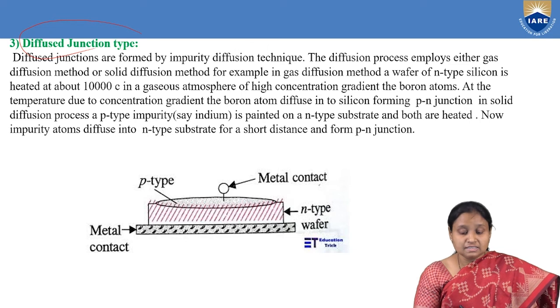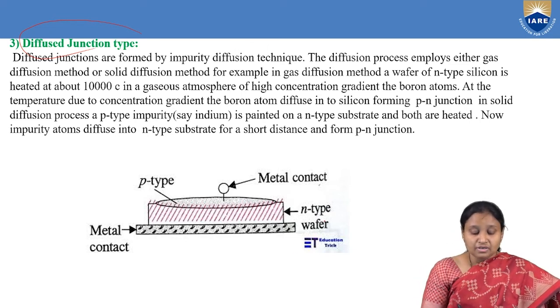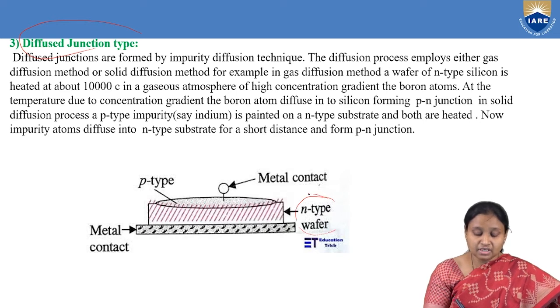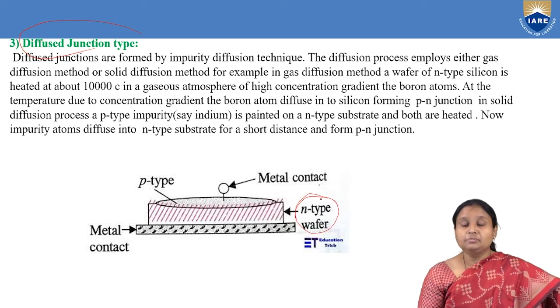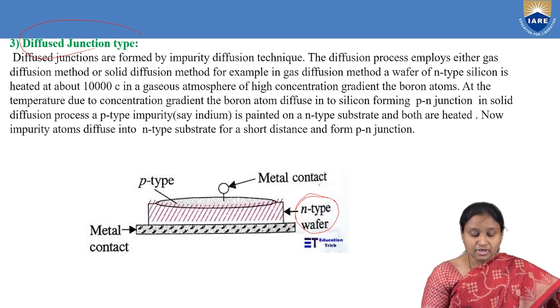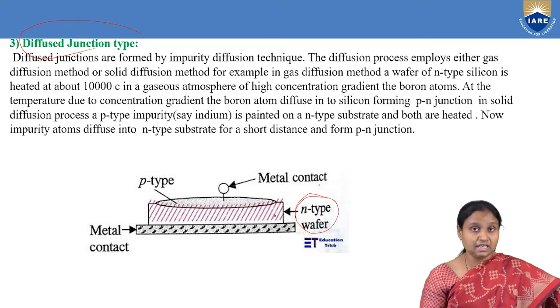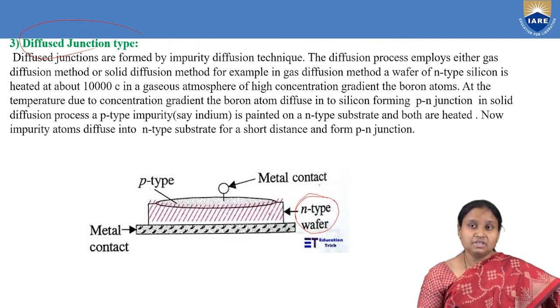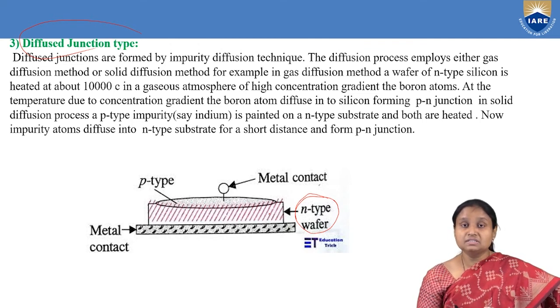So in this case, as you can see, here also I have taken n-type wafer. So what do you mean by wafer? Where we are taking very thin layer of n-type material. And I have kept it on a metal contact. Very thin layer of n-type germanium I have taken. Then after that, this n-type wafer is kept in a furnace. What exactly is a furnace? Furnace is a device in which we'll try to heat a material.